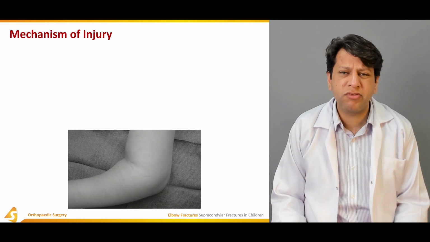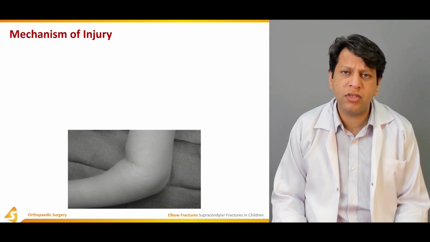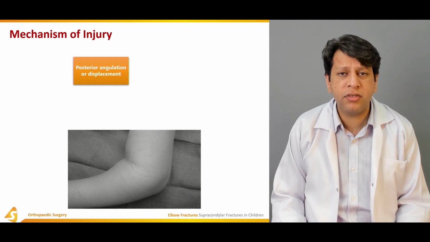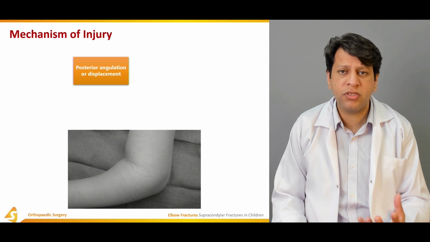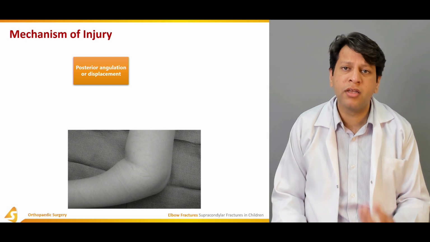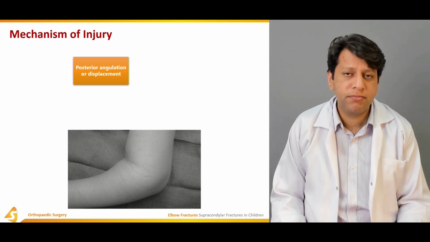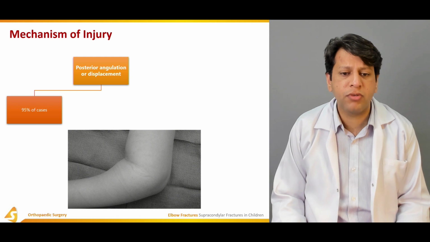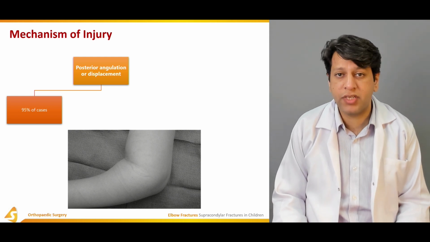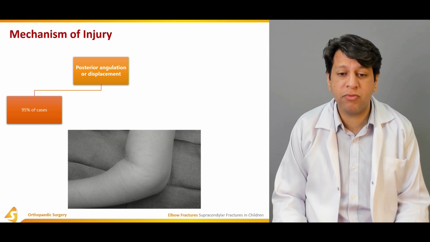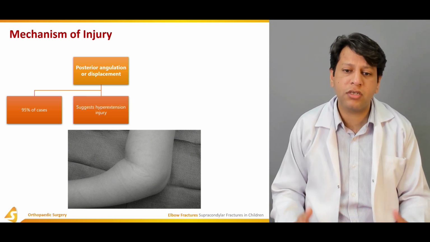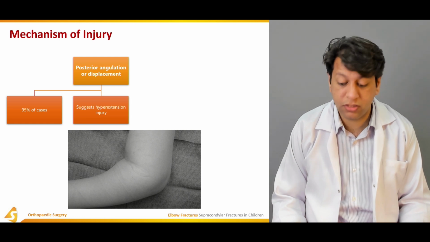Now, coming to the mechanism of injury, the most common form of injury usually results from a fall on the outstretched hand. If the fall is on the outstretched hand, the elbow will be in extension. This usually results in posterior displacement of the fracture, which is the case in 95% of cases, and it's called the extension type of injury. Almost 95 to 97% of cases are this extension type or hyperextension injury.